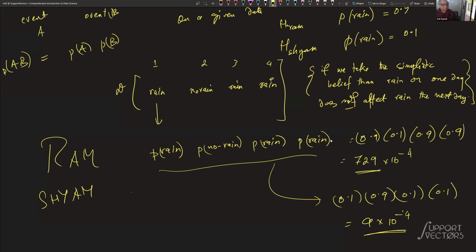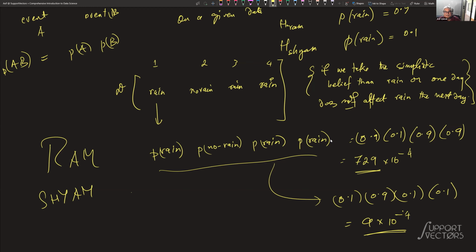Ram's hypothesis, right? By Ram's hypothesis, you're far more likely to get the pattern than according to Shyam's hypothesis. In other words, by Ram's hypothesis, you're far more likely to see 3 days of rain and 1 of not. By Shyam's hypothesis, you shouldn't be seeing anything like that. You should be seeing mostly dry spells and maybe a day of rain. Does this make sense, guys? So which of the hypotheses would you choose? If you have to say, this is the data, who is more likely to be right?